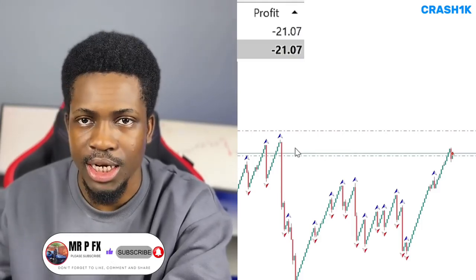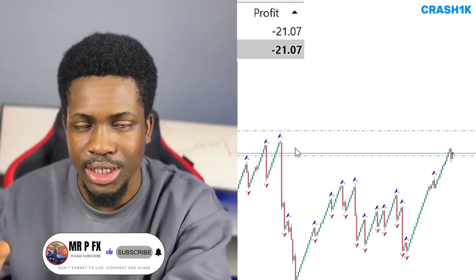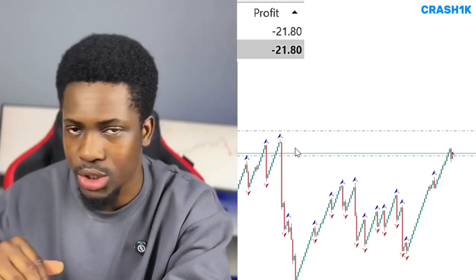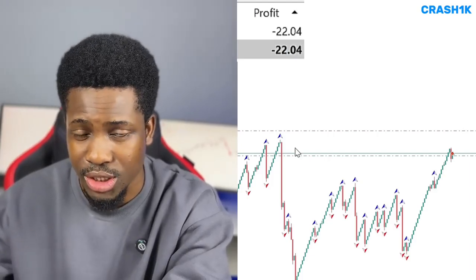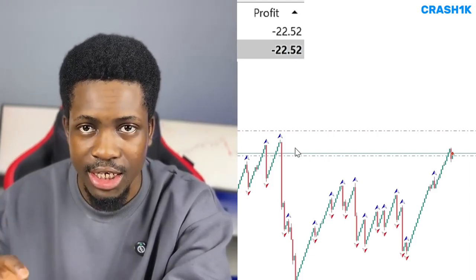Now the reason why I'm selling is actually because my crash 1000 is at a strong downtrend, right? So it's hitting down, it's dropping down crazily just like that. So because of that, I'm selling on my crash 1000.